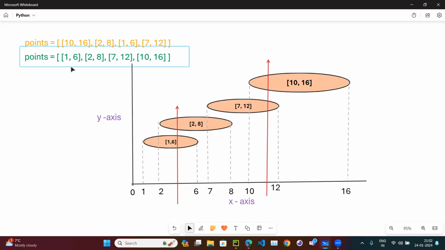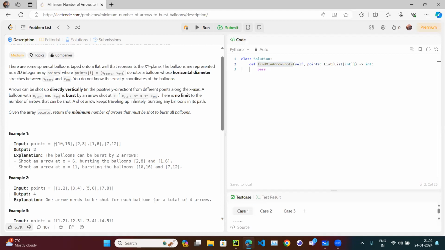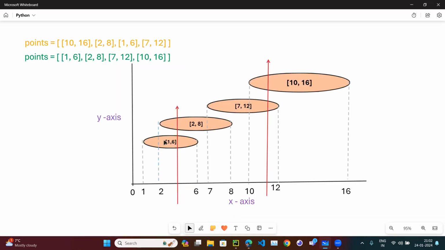Now, at least one arrow is required, because there is one balloon. So one arrow is required. Now we need to check the remaining balloons, which means the remaining points. We can run a for loop. For the first point we can ignore it, because at least one arrow is given. So there is an arrow variable, which is our answer variable, and we initialize it to one. Then for the remaining balloons, we run a loop.